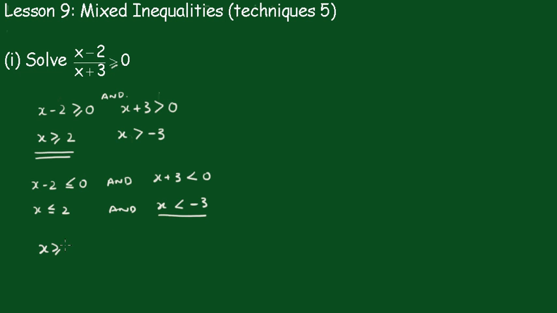x is greater than 2, or x is less than minus 3. Now on the number line, you'd have minus 3 going that way, and 2 that way, and the 2 filled in.